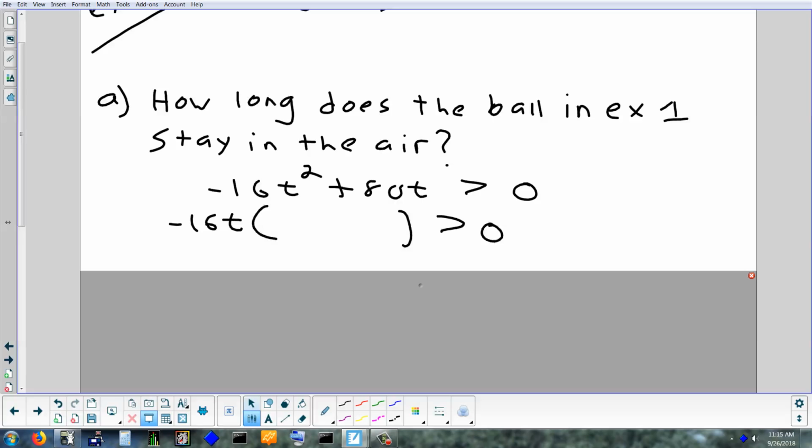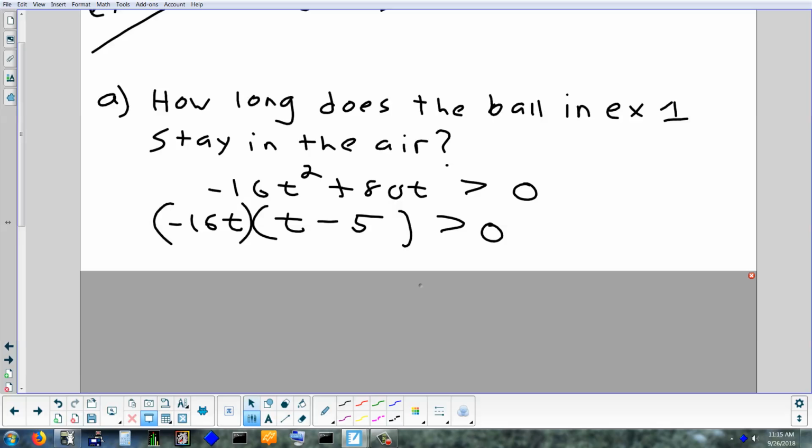If I factor out negative 16t from negative 16t squared, what does that leave me with? T. And if I factor out negative 16t from 80t, what does that leave me with? Yep. Negative 5. Okay. Now we have to use a little bit of common sense.